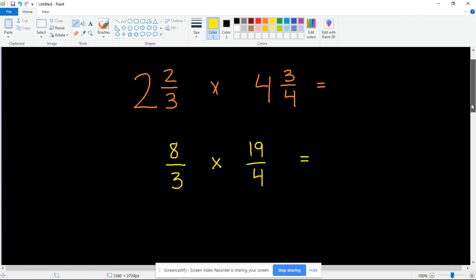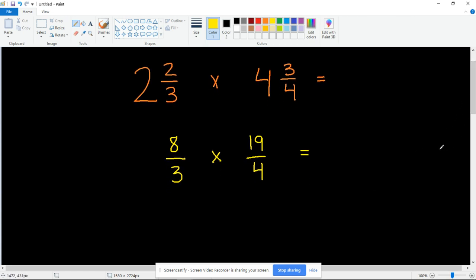And if you think back to an earlier lesson, adding fractions, subtracting fractions is a little bit tricky. Multiplying fractions is actually quite basic. We would like to make this in simpler terms. Unfortunately, these already are in simplest terms. So next thing we're going to do, 8 times 19, and that's going to be our new numerator, and 3 times 4, our new denominator.